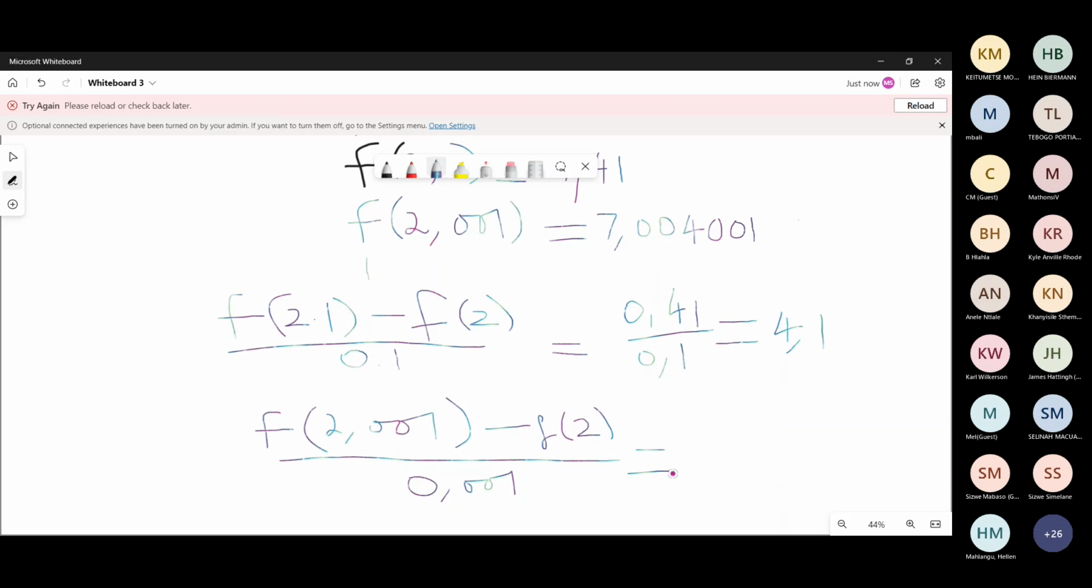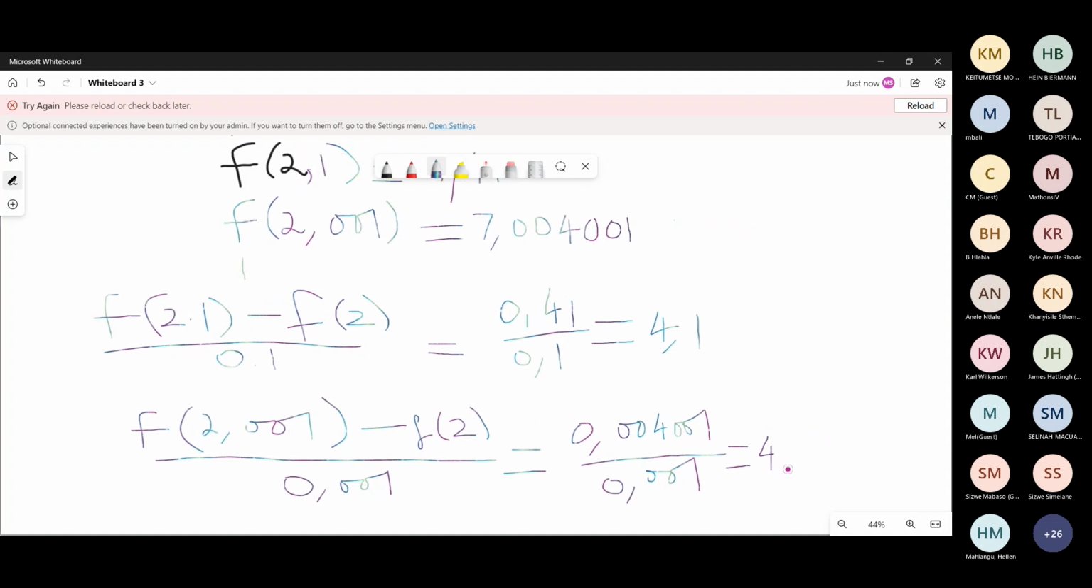Quickly, please. What is the answer there? All the numbers are there: 7.00 point something, 001, divided by 0.001. What is the answer, please? Come on, are you lost? Okay, 4.001. Yes. Some of us are lost.